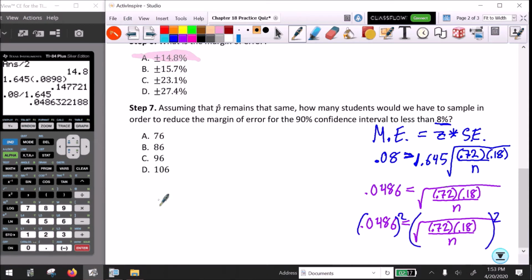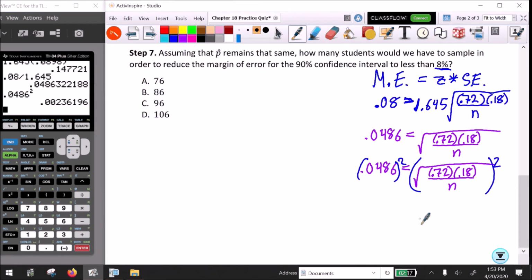And I'm going to use the rounded form of that, 0.0486, squared. 0.00236. So there is a little bit of round-off error that I'm carrying here, but that's fine with me. I don't feel like writing out all those decimal places. 0.00236.